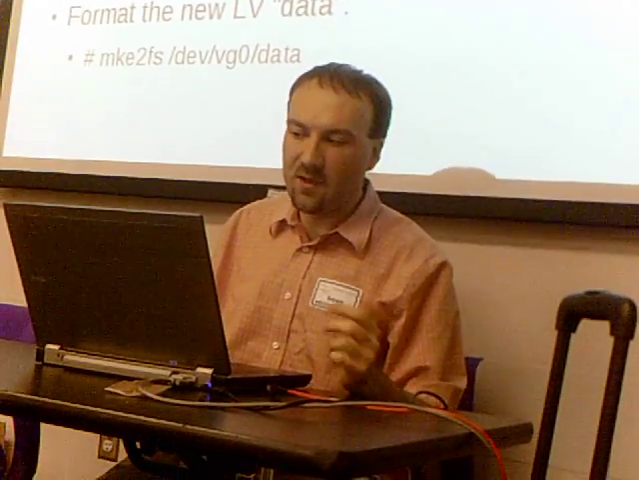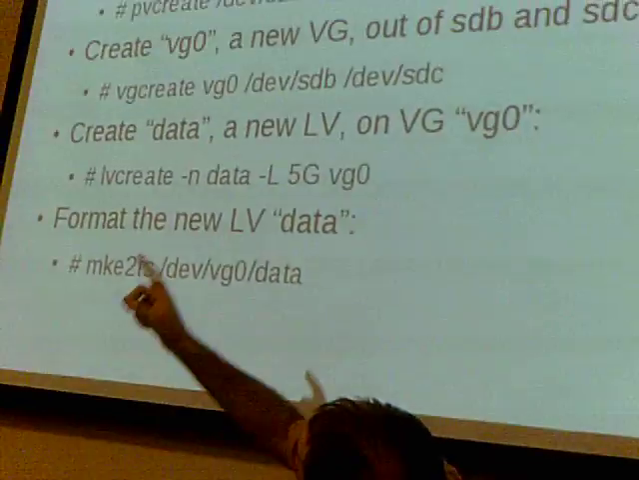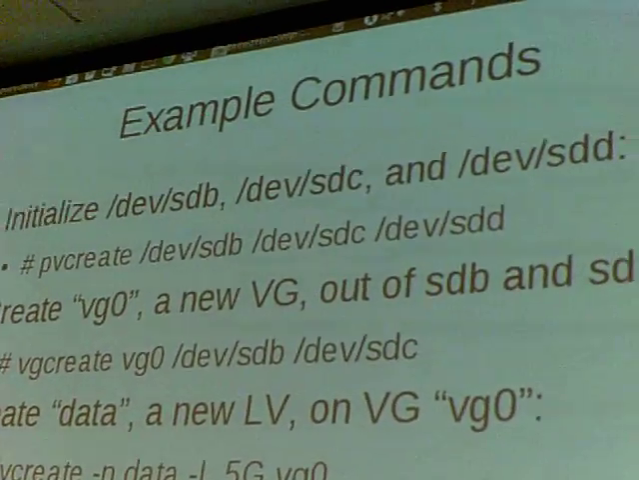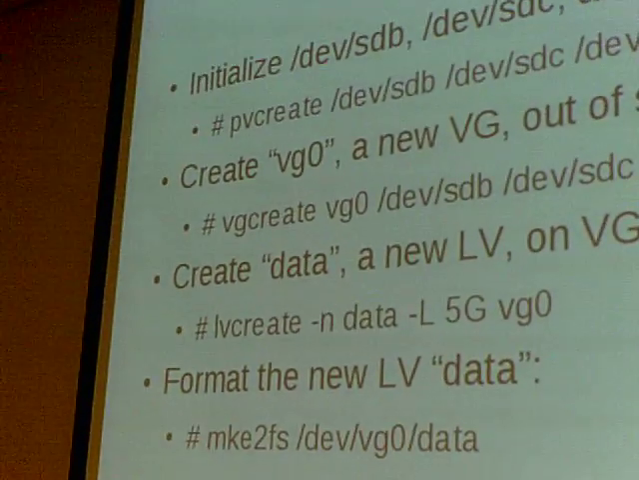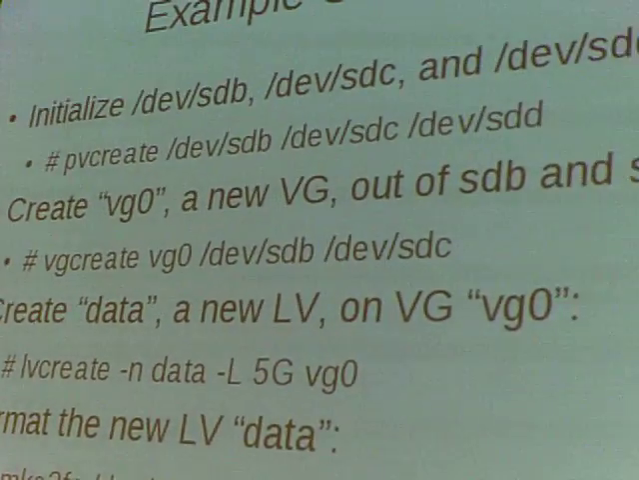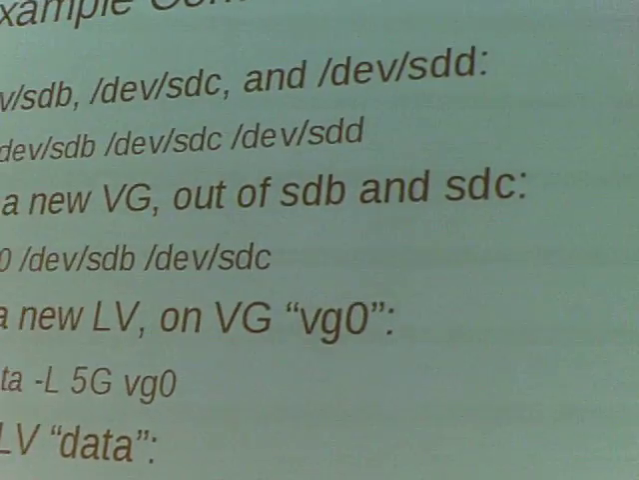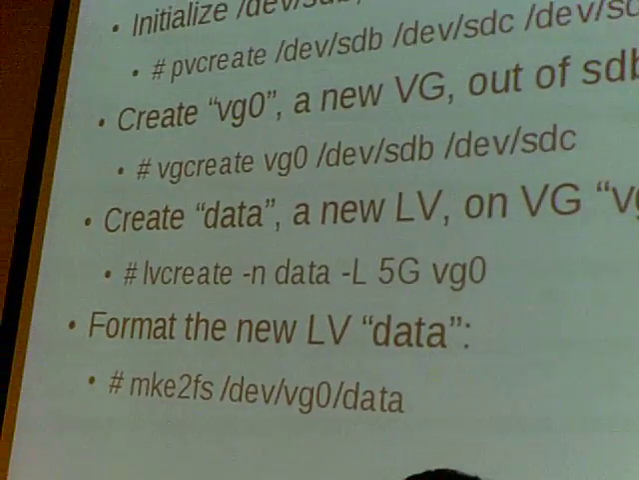So, some example commands. If you had block devices /dev/sdb, sdc, and sdd, and you wanted to set them up for a volume group, you would first have to pvcreate.